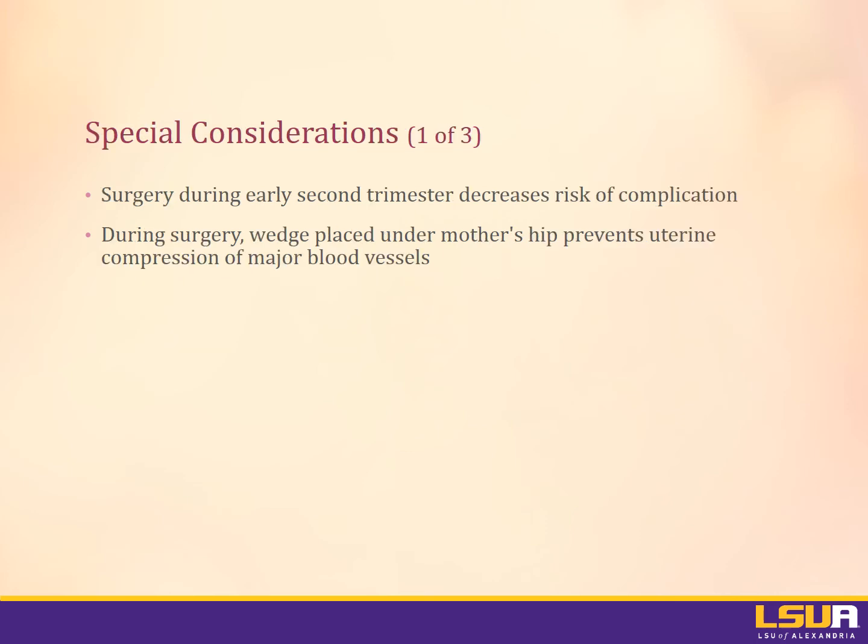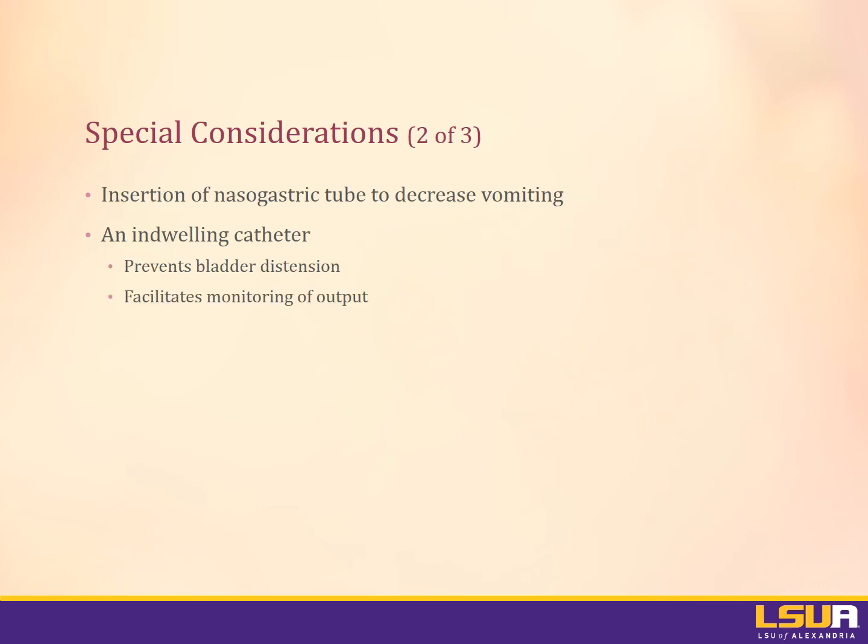Surgery during the second trimester will decrease the risk of complications. We have been able to do a cholecystectomy, but after the second trimester, and do it well and have a good outcome. During surgery, we have to put a wedge underneath the mom's hip to prevent any kind of uterine compression of the major blood vessels. We may have to put an NG tube down to decrease vomiting and aspiration. We need to put in an indwelling catheter to prevent bladder distension and facilitate monitoring of output because it's vital.